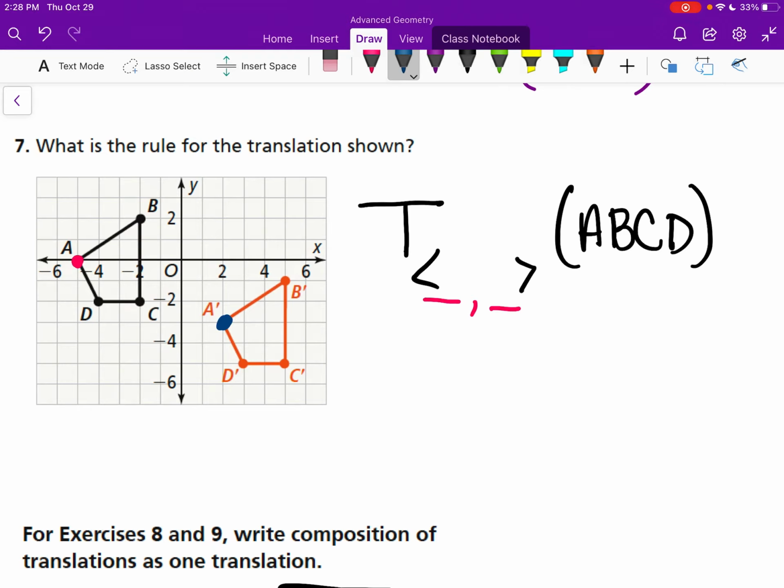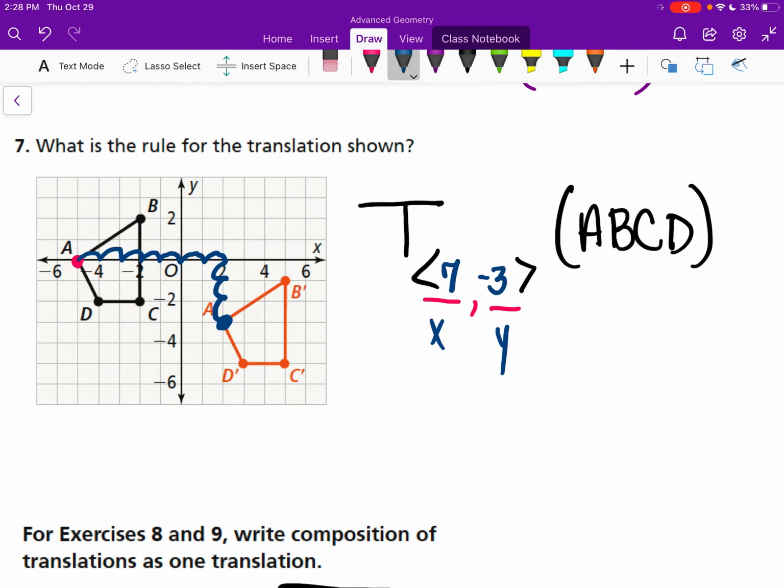Let's do the X shift first, and then we'll do the Y shift. So the X shift, we go over to the right: 1, 2, 3, 4, 5, 6, 7. The X shift is 7. Now let's find the Y. How many do we go down? 1, 2, 3. That would be -3 because we moved down 3.